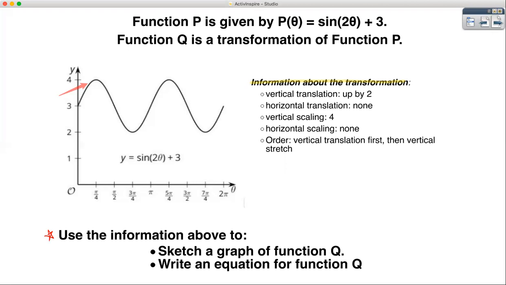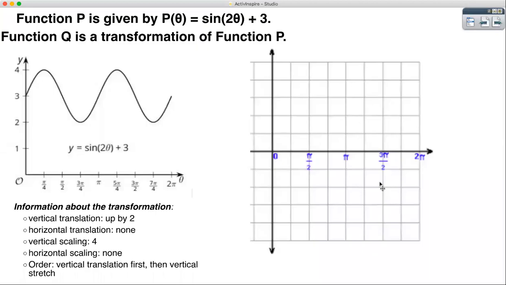So what I'm going to ask you to do is go ahead and pause the video for as long as you need and see if you can figure out how to graph this function q as well as write the equation for it. Once you think you have it, go ahead and unpause this video and we will review the answers.